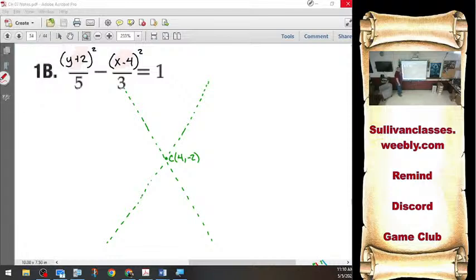Well, first of all, which way is this opening? Okay. Vertically, because the y term is positive. So if it opens vertically, then I'm going to go north and south from here. A vertex at 4, -2 plus square root of 5. A vertex at 4, -2 minus square root of 5, which is 2.14 something, whatever.